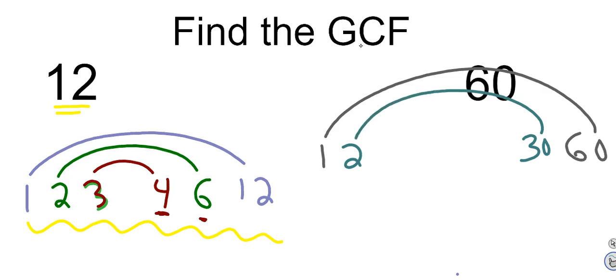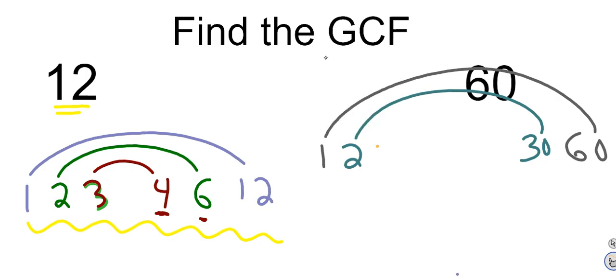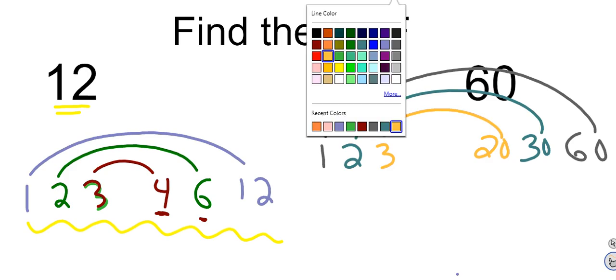How about 3? Why don't you pick up your calculator while I'm picking out a different color? 60 divided by 3 is 20. So we do 3 times 20, that's also 60. Okay, how about 4? Why don't you all pick out a good color? 60 divided by 4, what are you going to get?